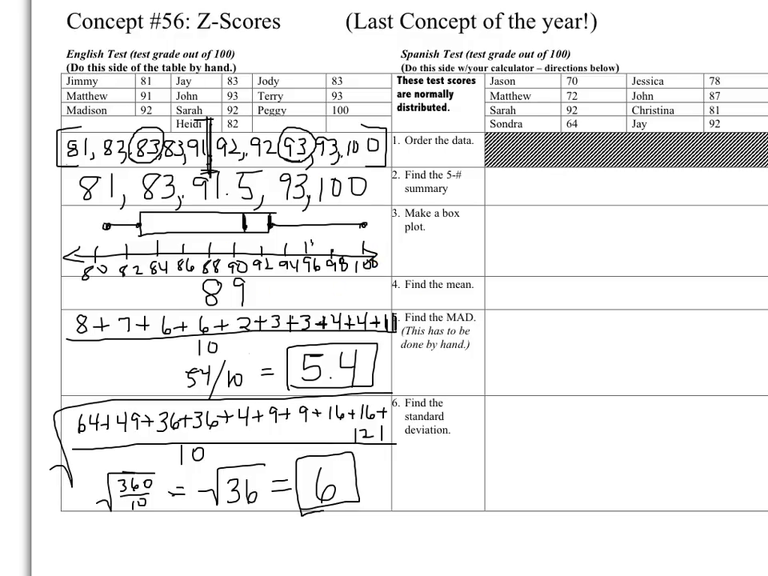The mean is 89. I got 5.4 for my MAD. Here's my work. If you forget what to do, or if you didn't get the right answer, that says 54 divided by 10. And then the standard deviation is 6. Remember, if you got 36, you forgot to find the square root. So then you can get it. But there's my work in case you need it.